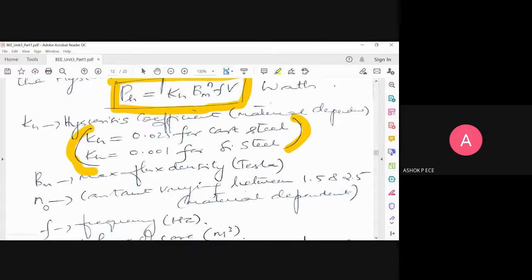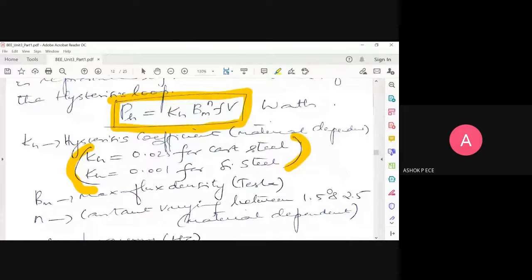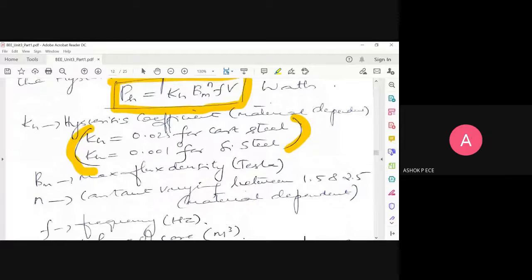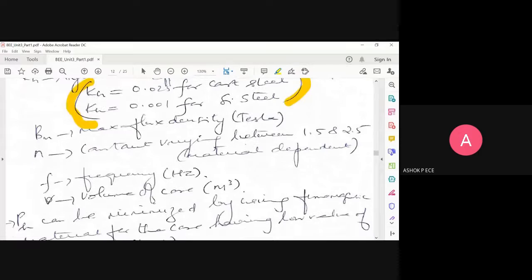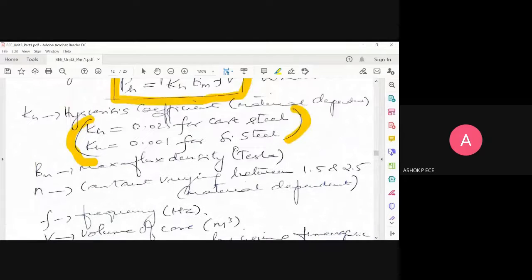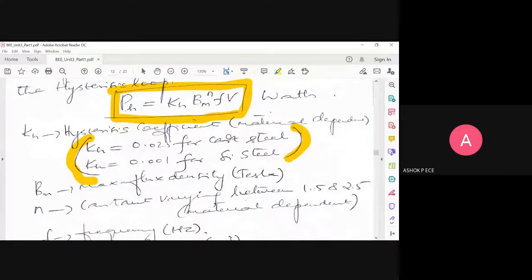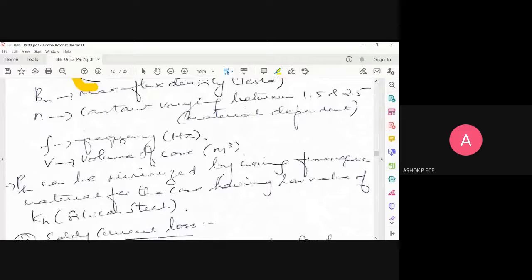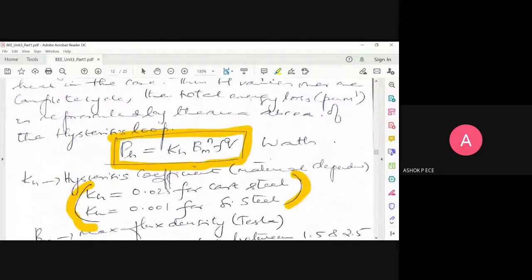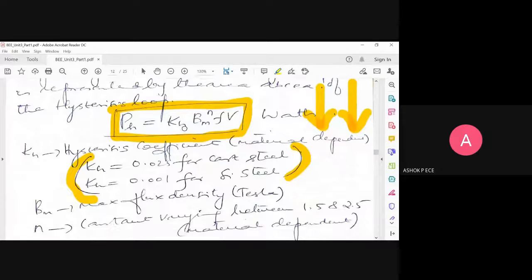n is a constant varying between 1.5 and 2.5. n is also dependent on material. f is the frequency. And capital V is the volume of the core. So from this you can clearly say what the dependence of hysteresis is. Hysteresis power is not required for us. We have to make the hysteresis loss as small as possible. So Kh value should be small, or Bm value should be small, or frequency should be small, or volume should be small. All the parameters should be less to make the hysteresis loss smaller.